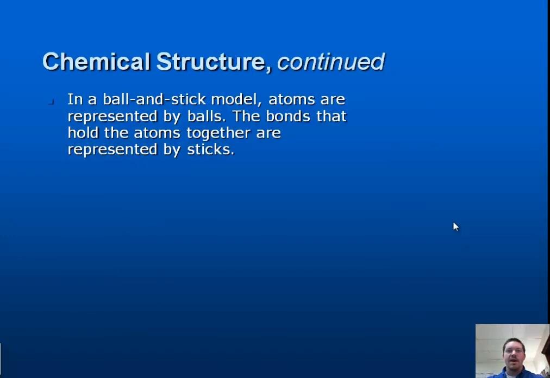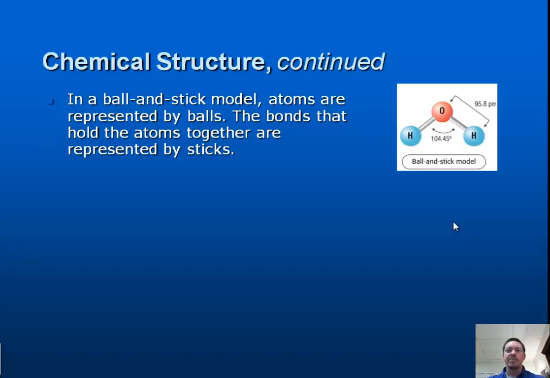Okay, so the first representation that I showed you on one of the previous slides was the ball and stick model. The atoms are represented by balls. The bonds that hold the atoms together are represented by sticks. And here we've got the bond length and bond angles represented as well. So for that water molecule, that angle was roughly 104.45 degrees from hydrogen to hydrogen. And we can do 360 minus 140 if you really wanted the outside angle, but we're not going to worry about that.